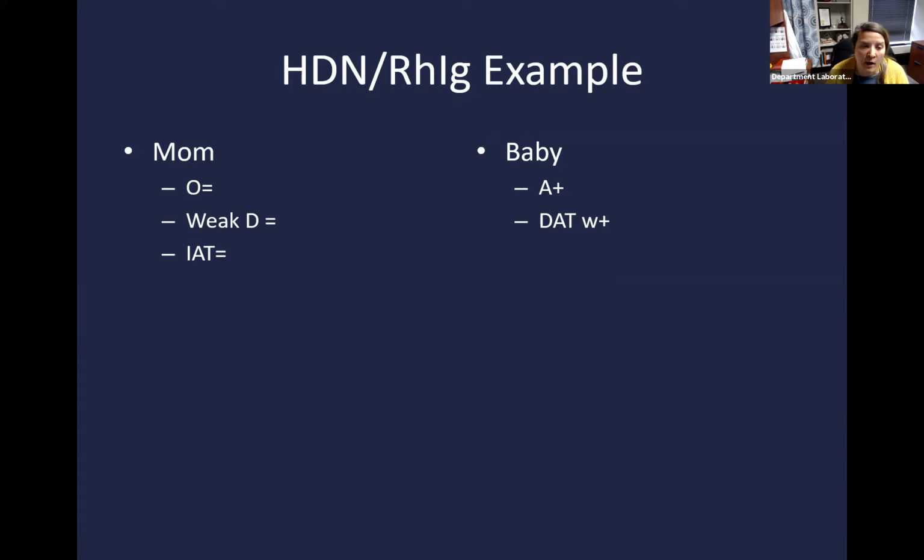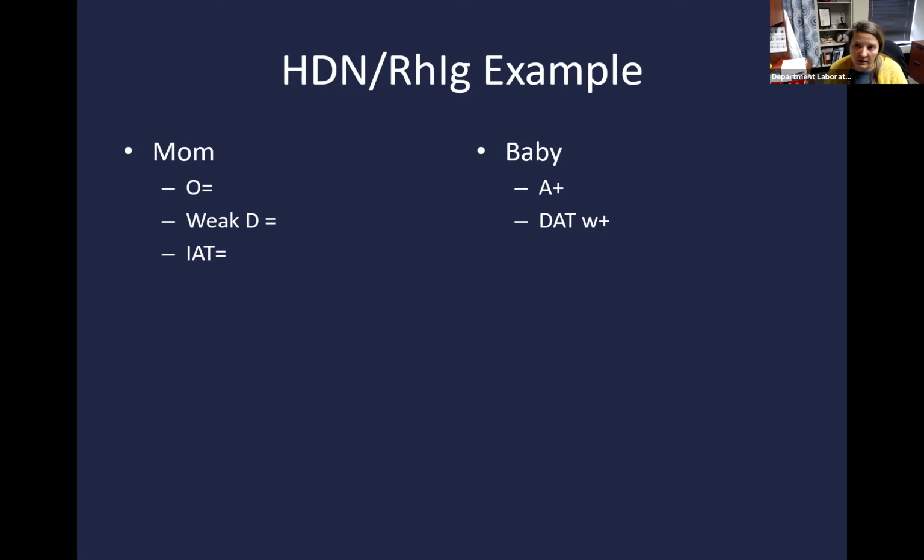And the first one here, mom is O negative, weak D negative, IAT negative. So because mom's IAT is negative, we know we are not dealing with a red cell antigen that is non-ABO, all right, because mom's IAT is negative. Remember, babies do not produce antibodies until about 6 months of age. So the positive DAT in the baby has to come from the mom, okay? And then if we look at it, baby type is A positive and the DAT is weakly positive.